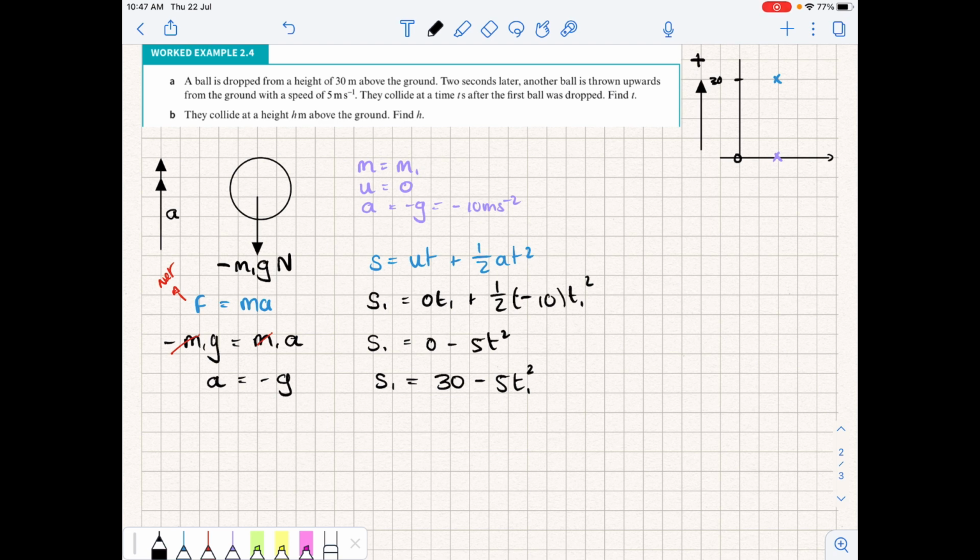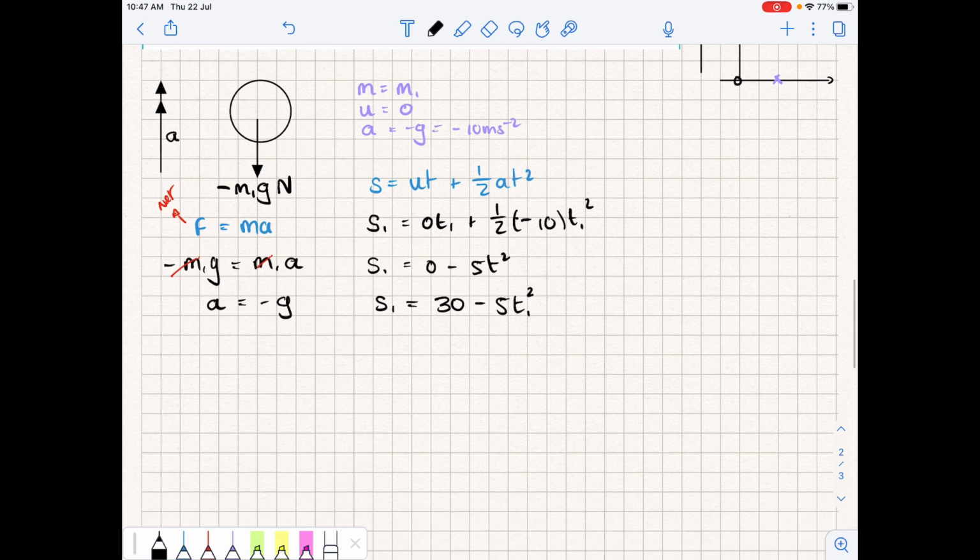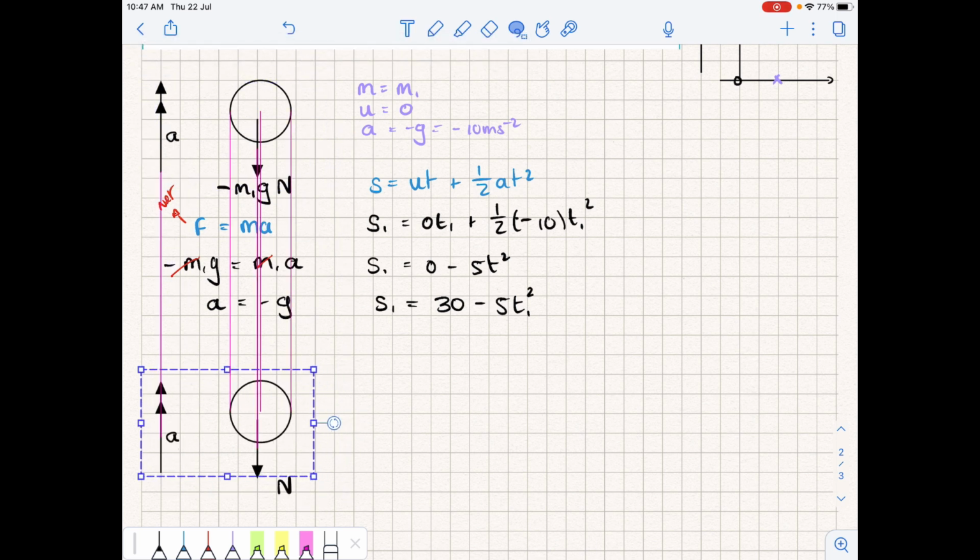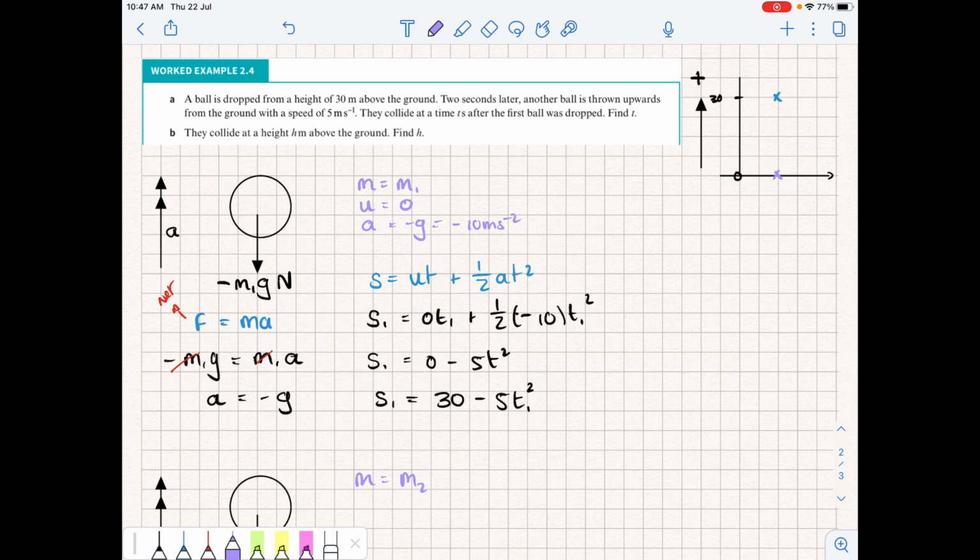That's my displacement for ball number 1. Right, ball number 2, we need to do another force diagram, and we will also need to consider all the information that we're given for ball 2 as well. So we know that the mass for ball 2 is unknown, so we'll call it m2, and as you saw in the first example, it made no difference. It could be the same, it could be a different weight, we don't know.